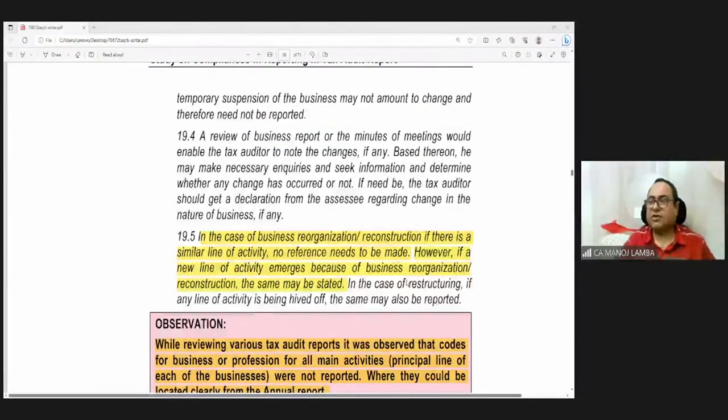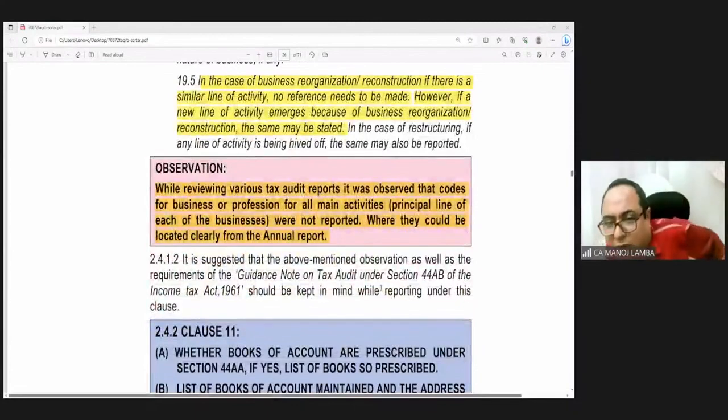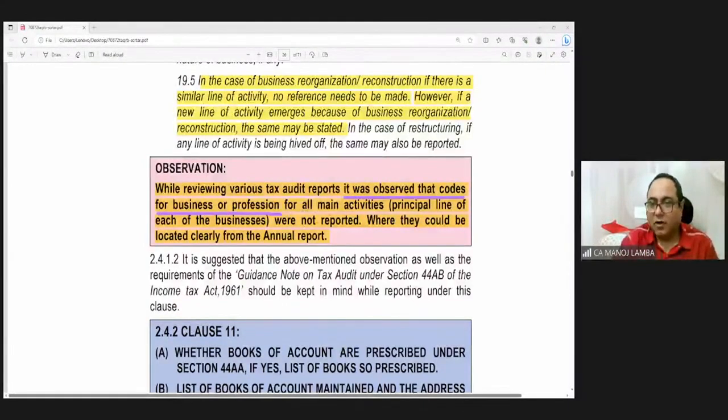Now, what is the view of the Taxation Audit Quality Review Board? The review board said that it was observed that codes for business or profession for all main activities, principal line of each of the businesses, were not reported, where they could be located clearly from the annual report. In tax audit, you are mentioning just manufacturing, but in the annual report, your director's report or your auditor's report is saying manufacturing of chemicals, manufacturing of tires, manufacturing of motors, manufacturing of IT goods. There are so many things.